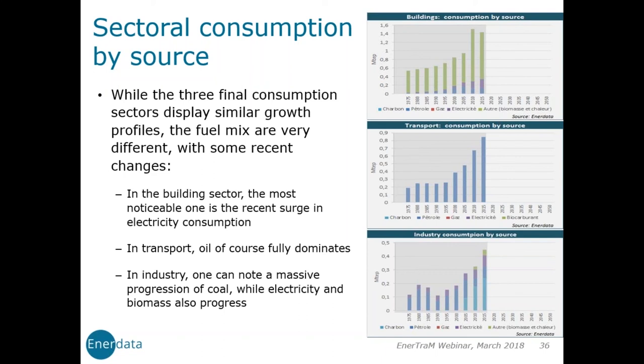In transport, of course, oil fully dominates. And one can raise the question of the possibility of developing an electrical vehicle in a country like Senegal. This raises a set of questions, very particular, but probably in the future this question will arrive. In industry, one can note a massive progression of coal, while electricity and biomass also progress.